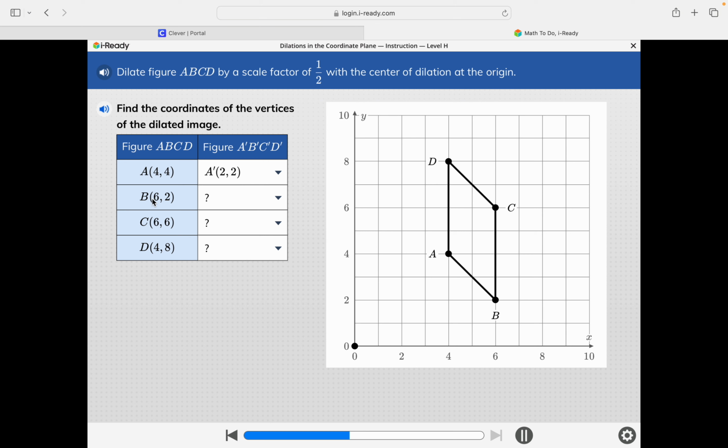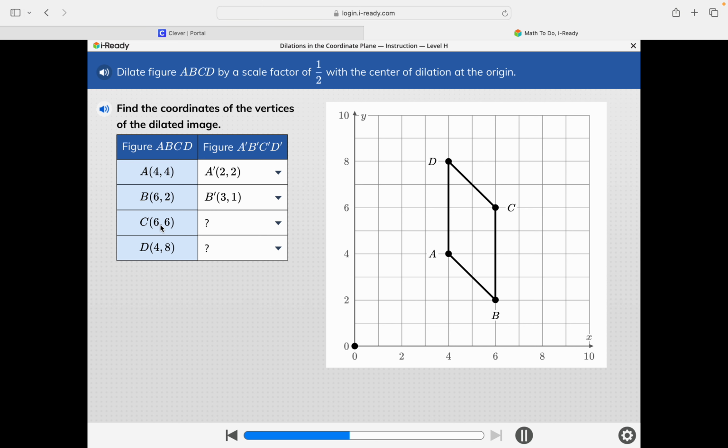3 by 1 means 3. So x means 3. Now let's find the y. So 2 times half, right? 2 times half. 2 by 1, right? 2 times 1, 2. 1 by 1 means 1 whole. This is x is 3 and y is 1. So B prime will be 3 and 1.